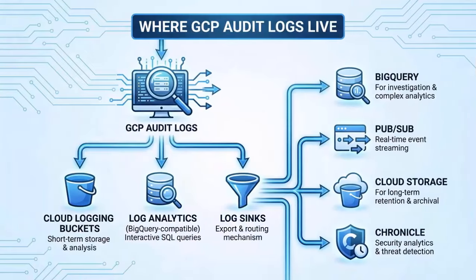Now, let's talk about where GCP audit logs live. Unlike AWS or Azure, Google Cloud consolidates most audit data into what's called Cloud Logging. Audit logs flow into Cloud Logging buckets, Log Analytics, especially BigQuery here, and log sinks for export. You can then route logs to BigQuery for investigation, Pub/Sub for SIEM or SOAR, Cloud Storage for long-term retention, and Chronicle, which is basically Google's version of SIEM.